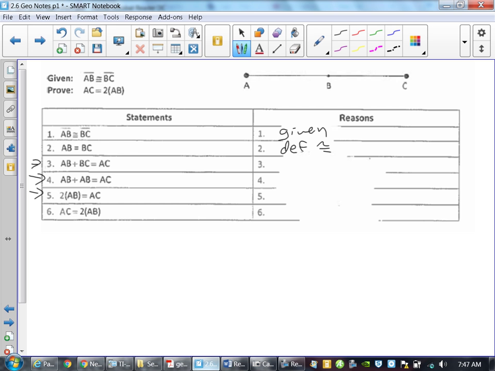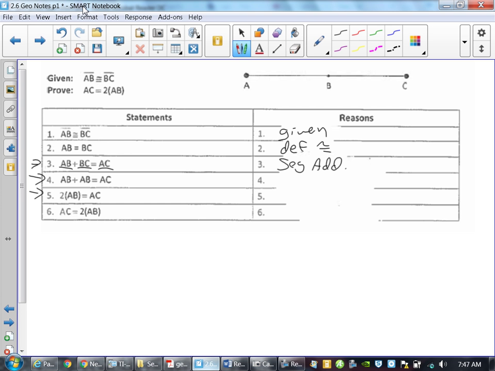Now, what do they do here? What did they add? Segment addition. Two smaller segments added to the larger. It's pretty obvious when it's written like that. There's your segment addition. There is no definition of segment addition, it's just segment addition.